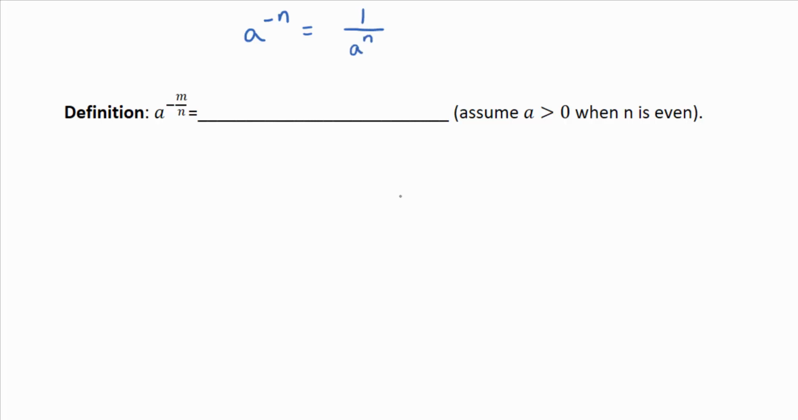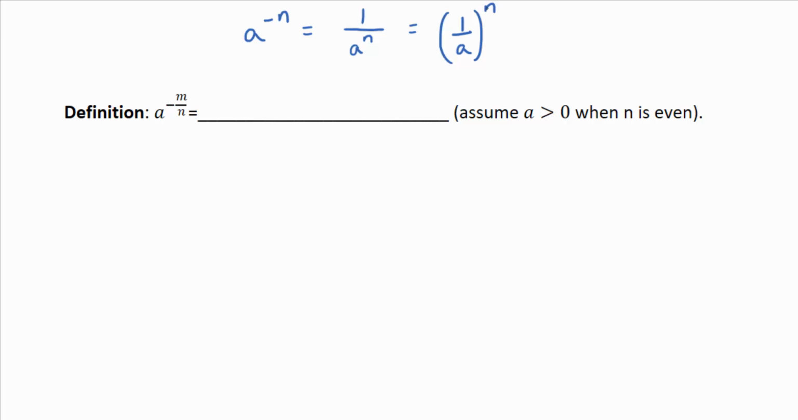So the negative in the exponent doesn't have anything to do with the sign of the number, whether it's positive or negative. It means take reciprocals. A to the negative n is equal to 1 over a to the positive n. Another way you could write that is 1 over a, the whole thing to the n.